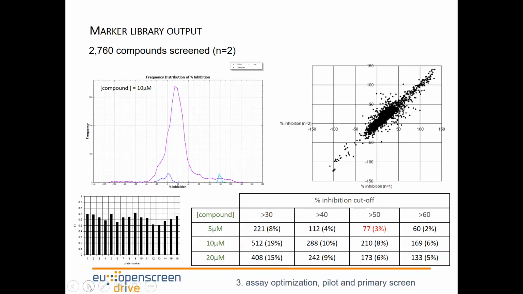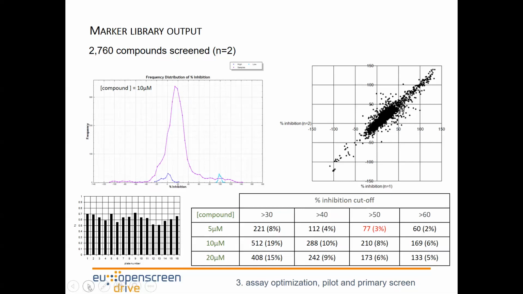Looking at the data by eye, this is a very good correlation between the two data sets. There will always be some outliers, and this is typical of screening, but it is a very good correlation, and you can again see the two tails, which are giving very large negative inhibition and also very large positive inhibition.